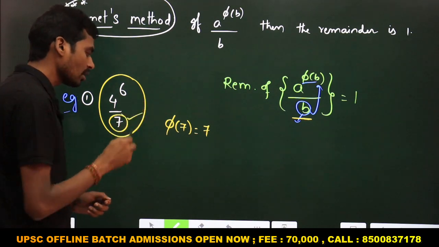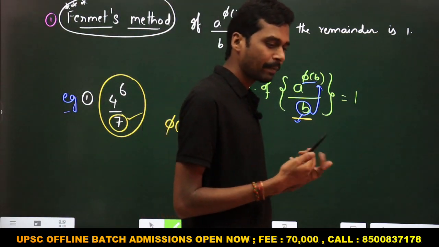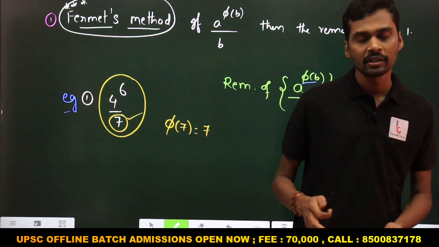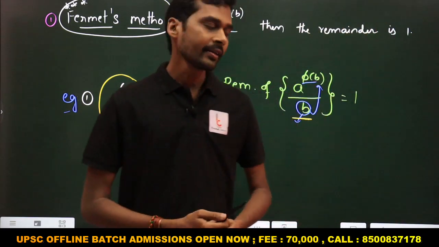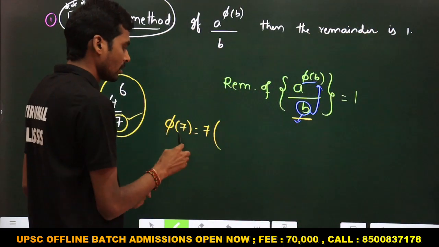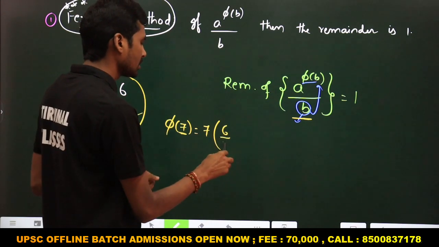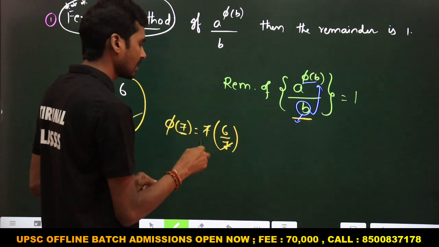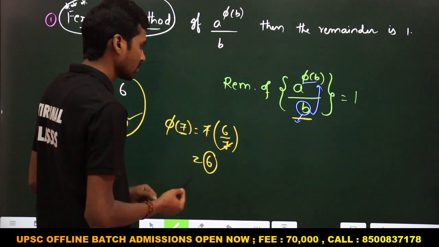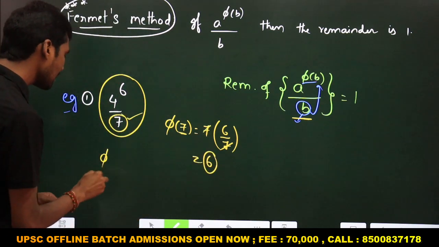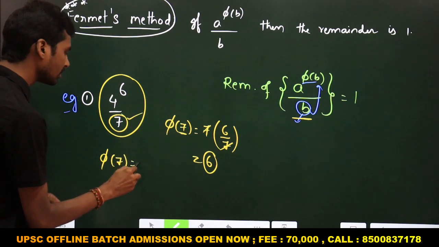By the way, 7 is what? 7 is a prime number. So I don't need to separately write it as a product of prime numbers because it is already a prime number. So 7 into 1 minus 1 by the prime number, 1 minus 1 by 7 means 6 by 7. The 7s get cancelled. What is the value? 6. So the phi of 7 value is 6.